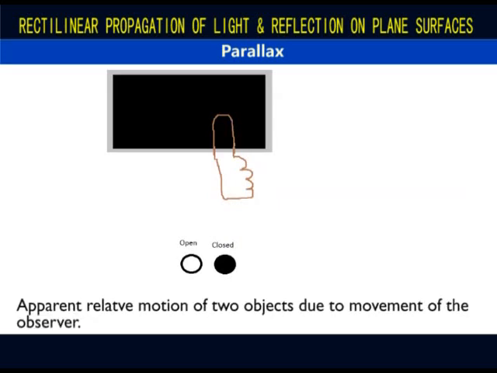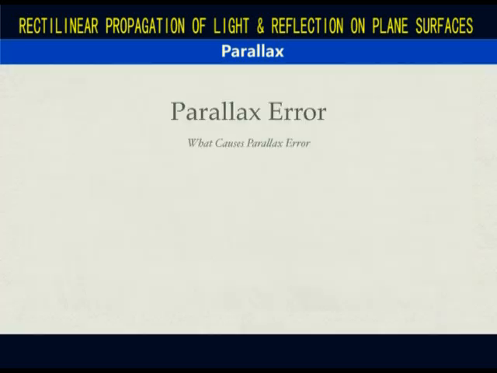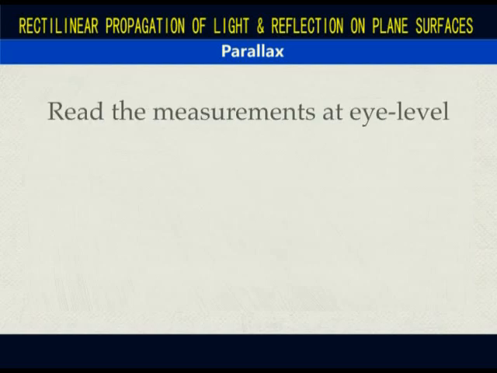This apparent relative motion of two objects, that is the screen and the thumb, due to the movement of the observer, is called parallax. When reading measurements from a scale, we are always reminded to avoid the parallax error. To avoid that, we need to know exactly where to place our eyes. We read measurements at eye level.